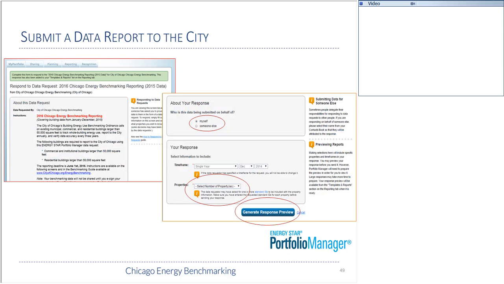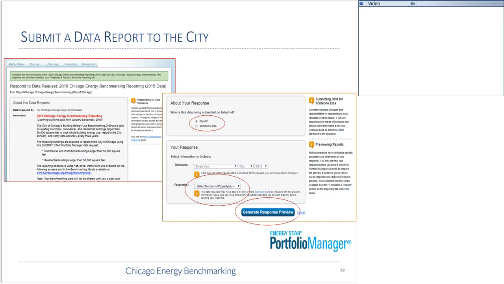Once you've logged into Portfolio Manager, you will see some screenshots asking you to report the data. If you're reporting it as yourself, or if it's a third party doing this for you, you're reporting it for someone else and you select who that is. You will not be able to change the time frame. It'll be already automatically selected for you as December 2016.